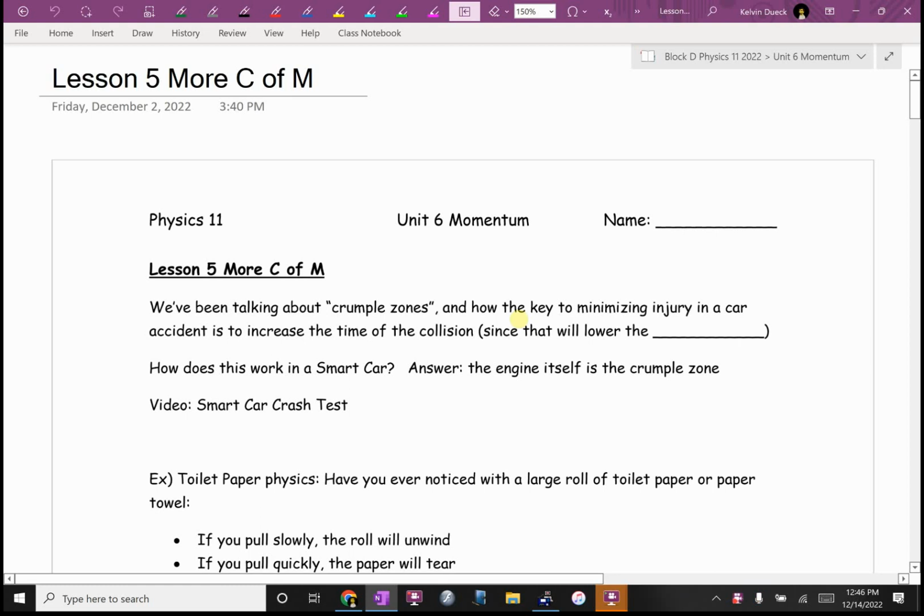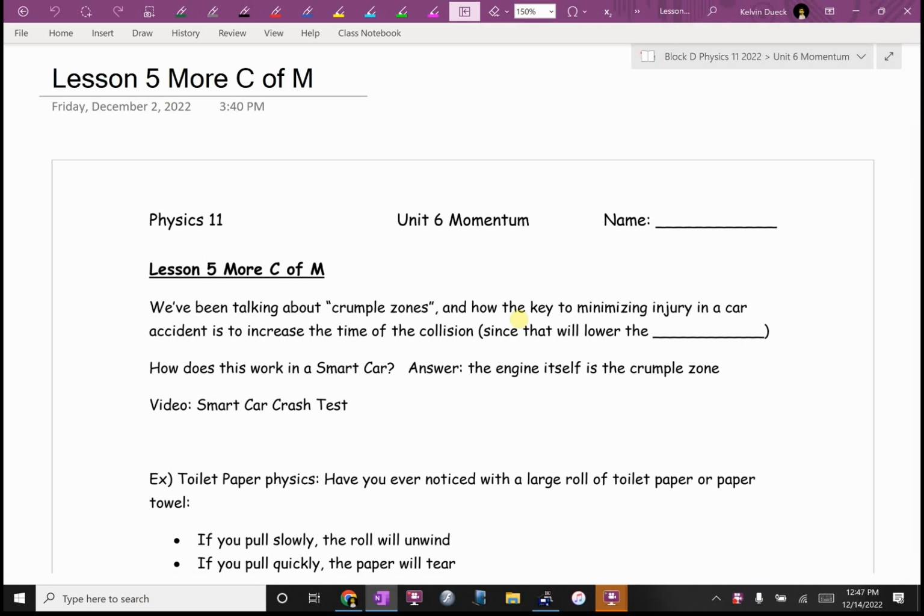So the title of this lesson is More C of M. What do you think C of M stands for? Conservation. Conservation of momentum, what we looked at last day.